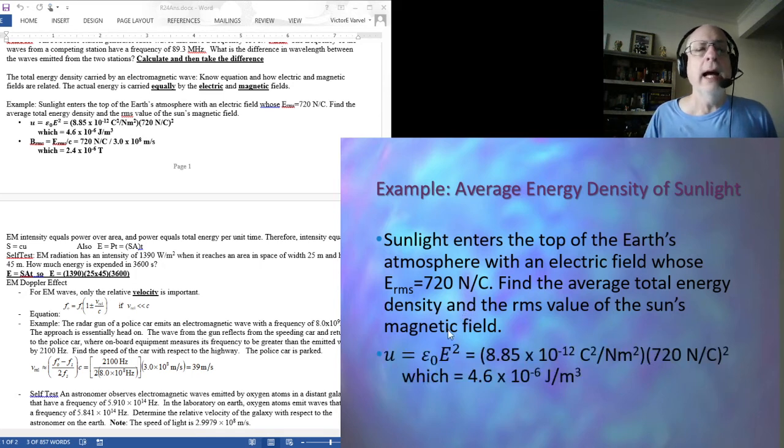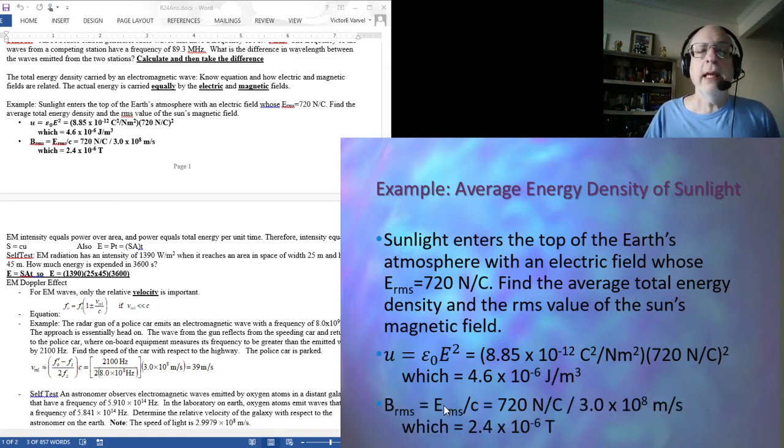Well, I can relate U to E by the equation U is equal to epsilon naught E squared. Epsilon naught is a constant, which happens to be 8.85 times 10 to the negative 12th. That constant times 720 squared will give me 4.6 times 10 to the negative 6th joules per meter cubed. Joule is energy, meter cubed is volume, energy per unit volume, energy density.